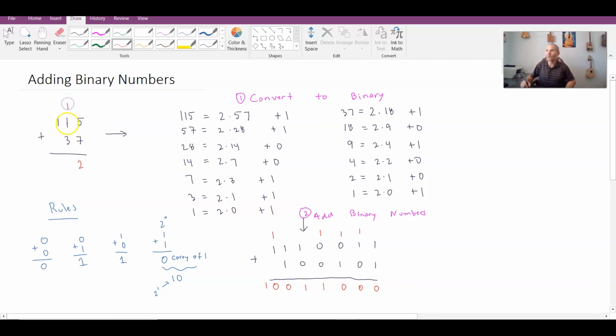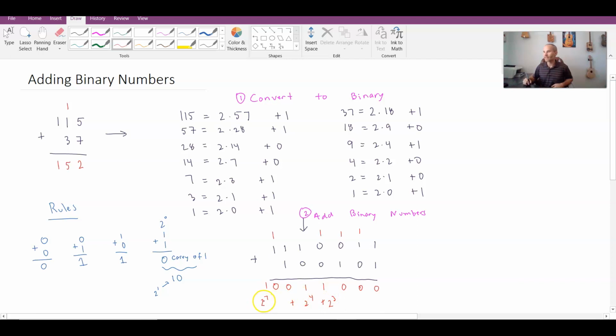And the standard way we would carry here is anytime we exceed 10, we carry a 1 over. 1 plus 1 plus 3 is 5, and that should give us 152. Well, if this is 2 to the 7th, plus 0 2 to the 6th, plus 0 2 to the 5th, plus 1 2 to the 4th, plus 1 2 to the 3rd.